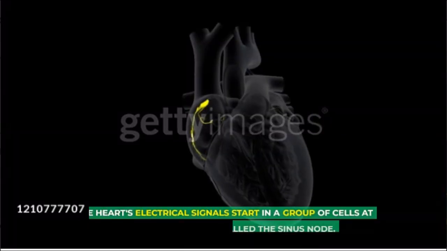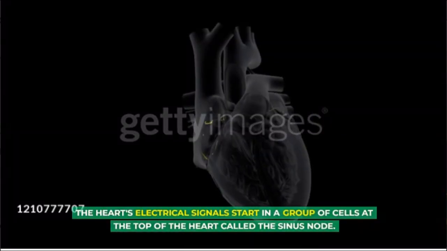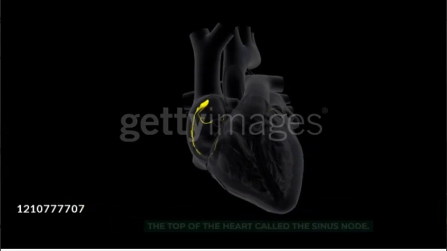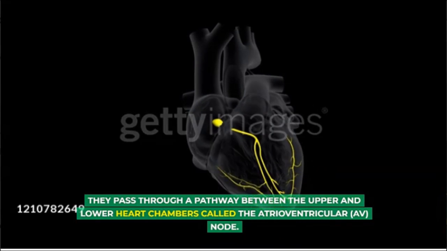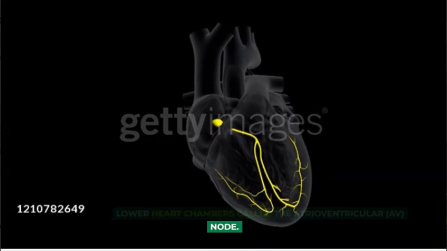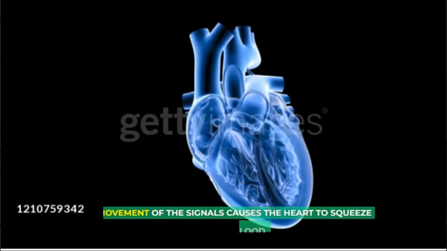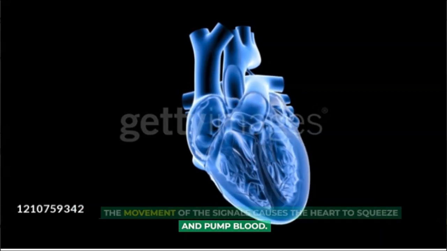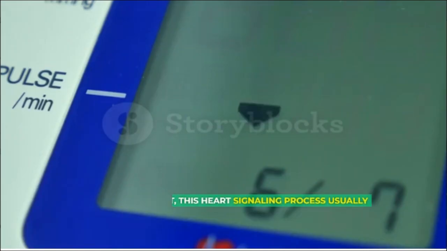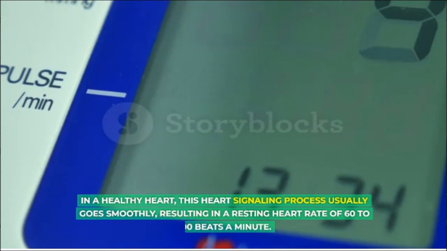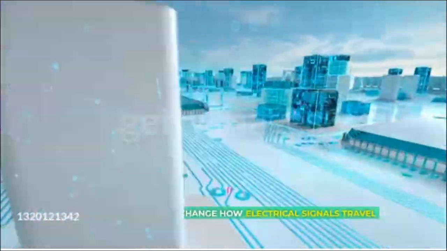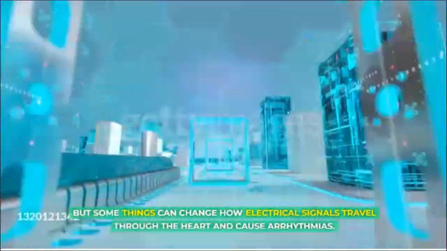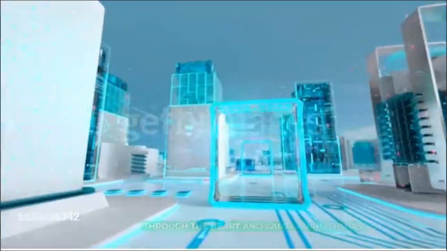The heart's electrical signals start in a group of cells at the top of the heart called the sinus node. They pass through a pathway between the upper and lower heart chambers called the atrioventricular (AV) node. The movement of the signals causes the heart to squeeze and pump blood. In a healthy heart, this heart signaling process usually goes smoothly, resulting in a resting heart rate of 60 to 100 beats a minute. But some things can change how electrical signals travel through the heart and cause arrhythmias.